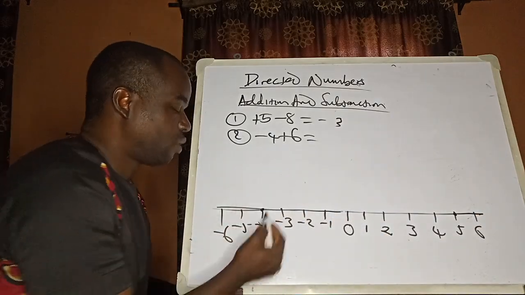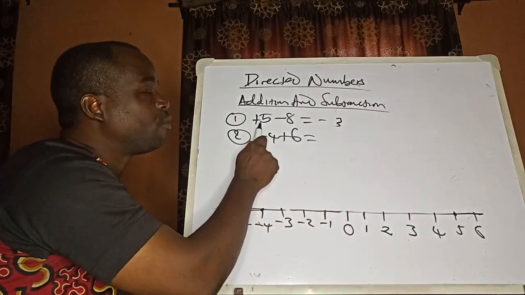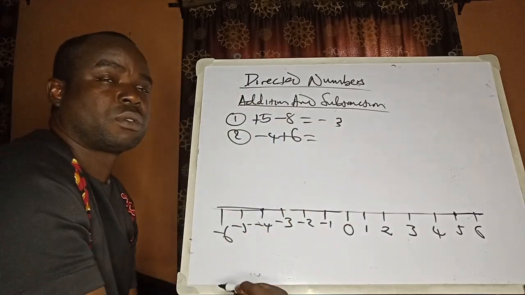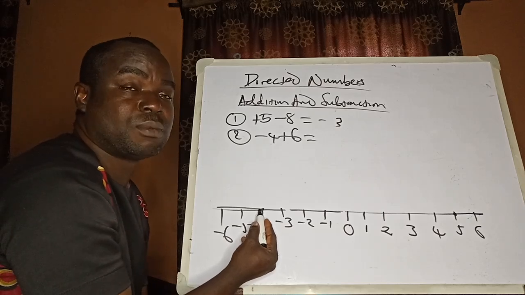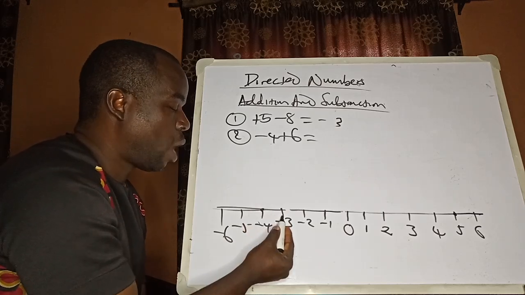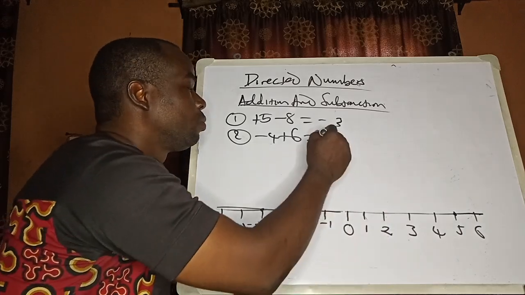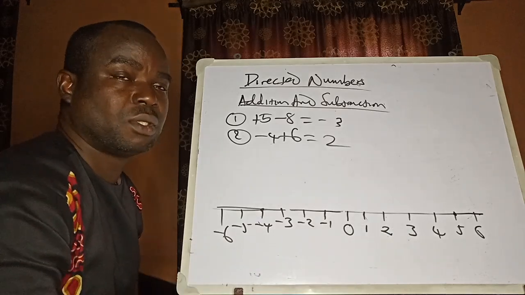So we have starting from minus 4, move 6 places forward. This one is starting from plus 5, move 8 places backwards because of minus. So minus 4 plus 6, we now have minus 4. Let's count 6 steps forward. 1, 2, 3, 4, 5, 6. So the answer is 2. Very simple, right? So use your number line. Let us look at this one.